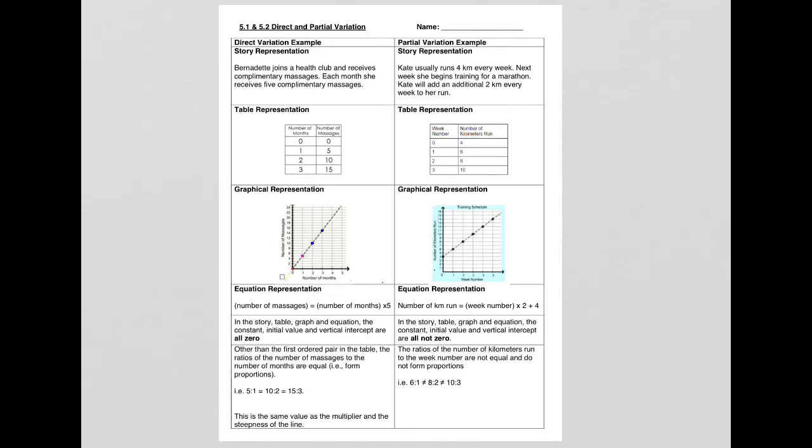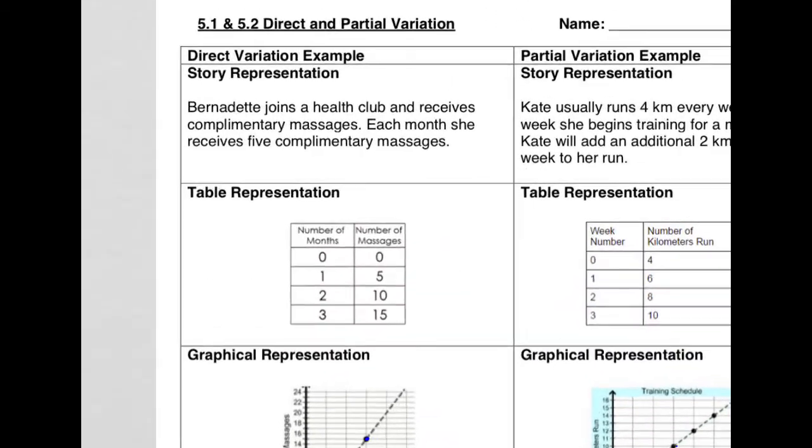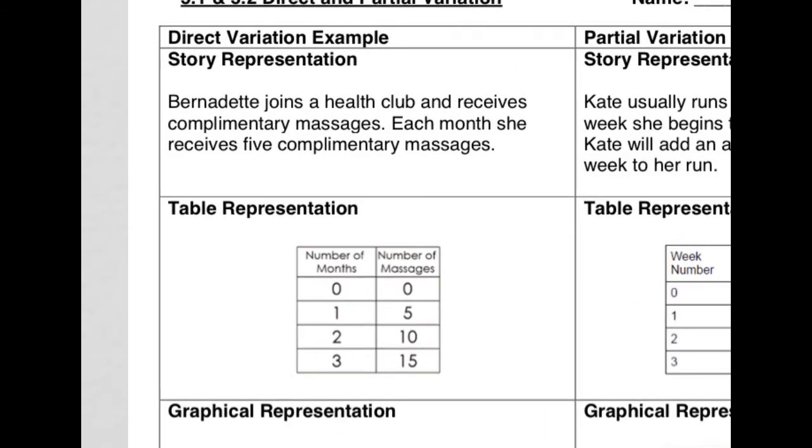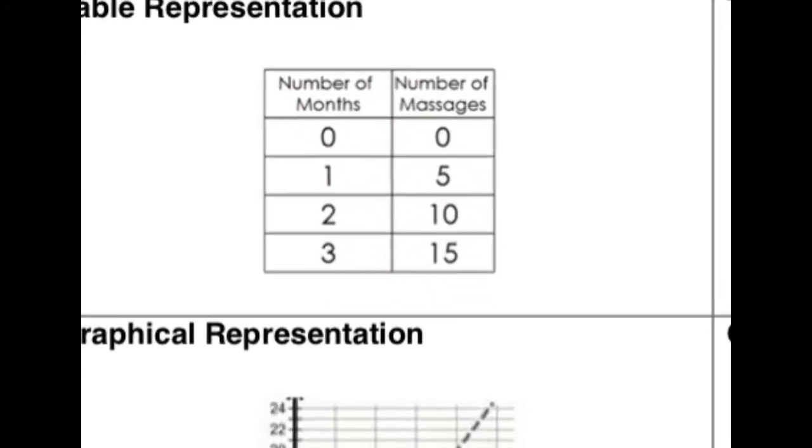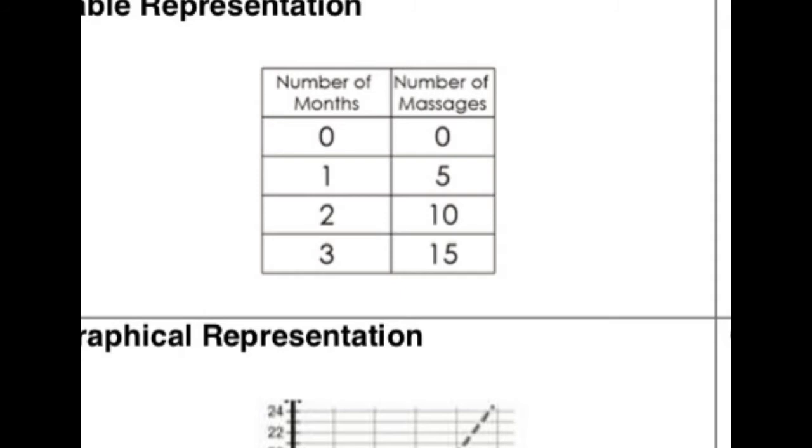Let's take a look at one example of a direct variation. The story is Bernadette joins a health club and receives complimentary massages. Each month, she receives 5 complimentary massages. So look at the table. When we have 0 months, she will get 0 massages. When the number of months becomes 1, she is going to get 1 times 5, which is 5 massages. When the number of months becomes 2, she's going to get 2 times 5, which is 10 massages. And when the number of months becomes 3, that will be 3 times 5, which is 15.